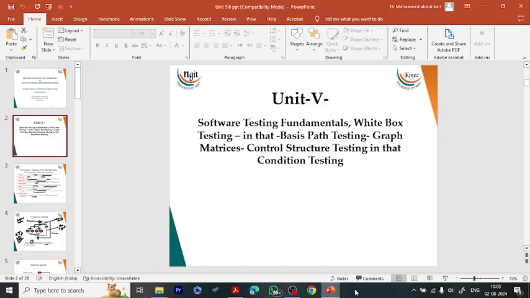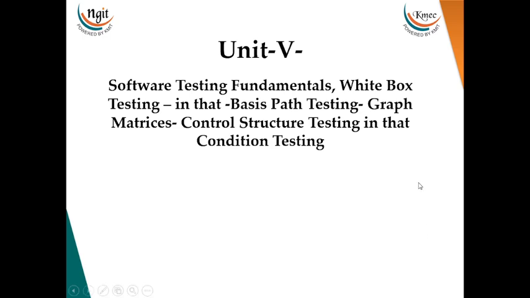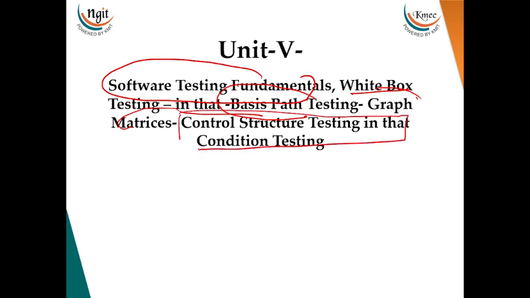Today we are going to start a new topic in Software Engineering Unit 5. I've already made my big screen and I will discuss all these points. Here we are going to see something about software testing fundamentals, and in that we are going to see white box testing. In that we are going to see basis path testing, and if possible we'll also go for graph matrix. If I am able to cover this point, I'll do it. Otherwise we will see it in our next video.